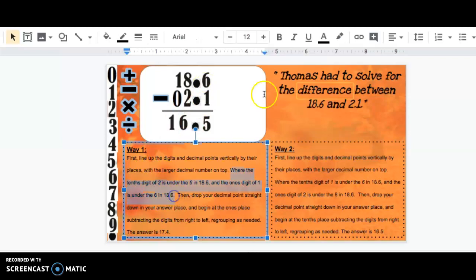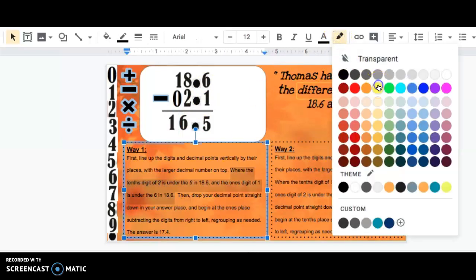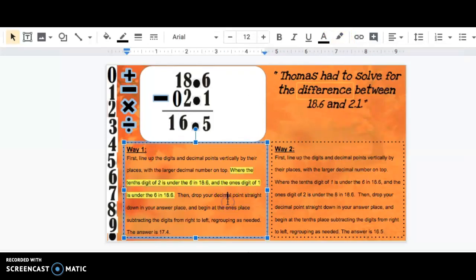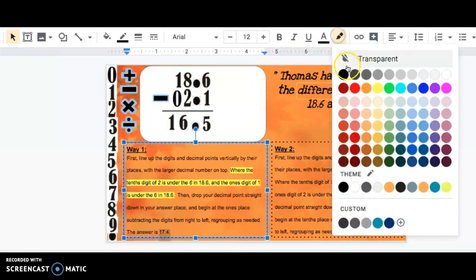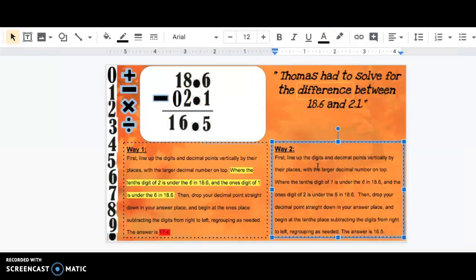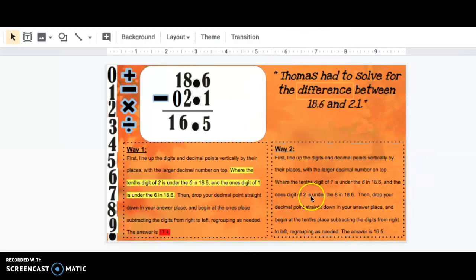This statement is the false statement. This is not the truth. Since they wouldn't have lined up their decimals and their digits correctly by place value, that's why their answer is incorrect. That's why they got 17.4. Okay, so let's read way 2 just to make sure that way 2 is correct.